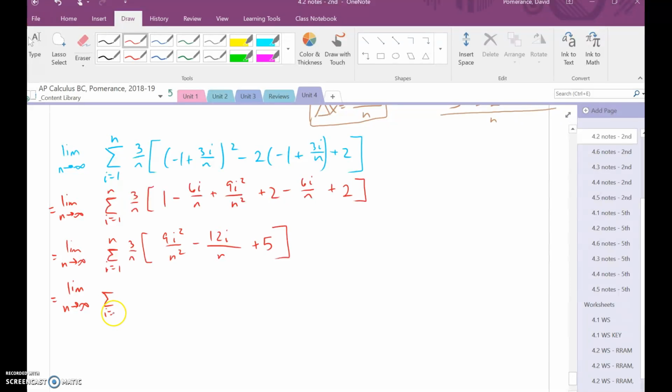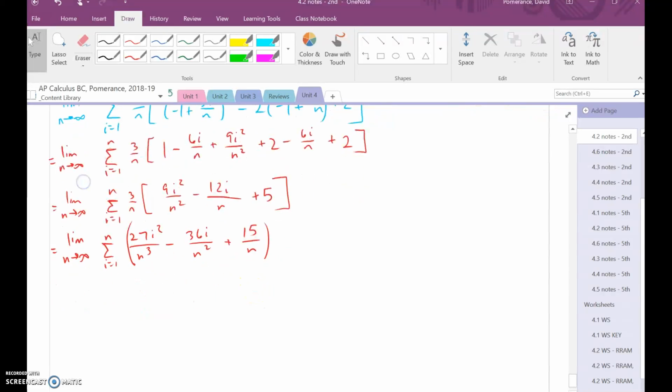And you get tired of writing the limit of the sum, but you get used to it. 3 times 9 is 27. 3 times 12 is 36. And 3 times 5 is 15. And if you're doing it right, then the degree of i is always going to be 1 less than the degree of n. So 2 over 3, 1 over 2, 0 over 1.